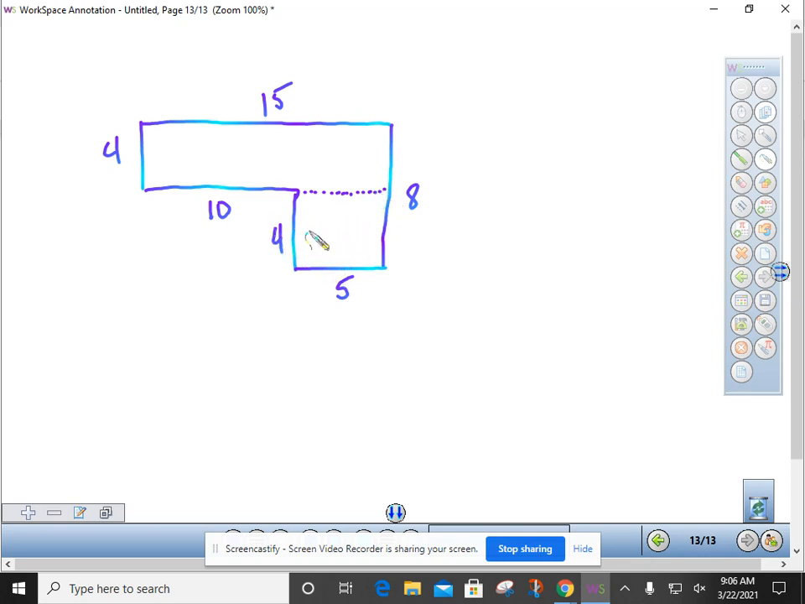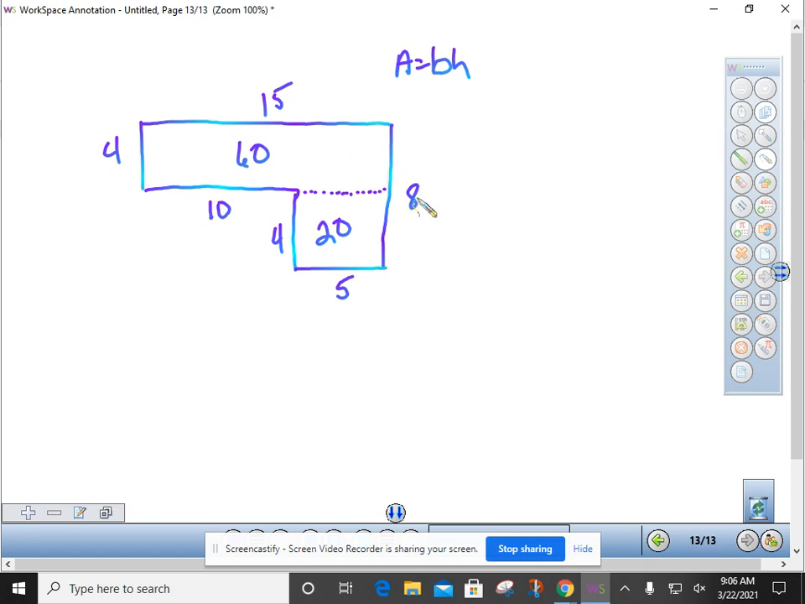What is the area of this part right here? 20. And right here? Please stop saying add them all up. For the big part though, 60. How'd you get that? Multiply 15 times 4. Yes, your area is base times height. So the base would be 15, and the height, 4. 15 times 4 is 60.